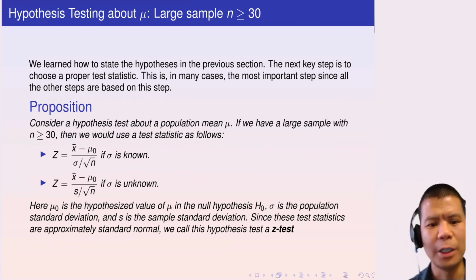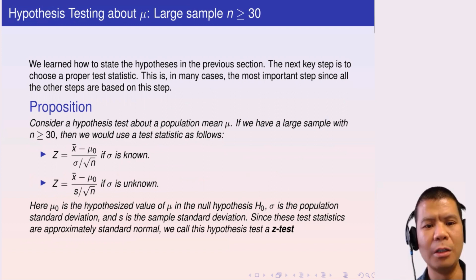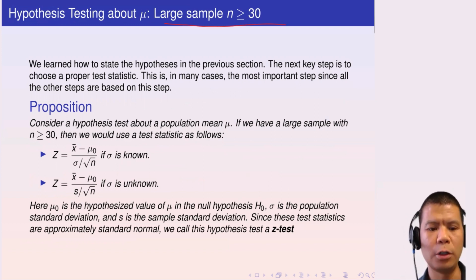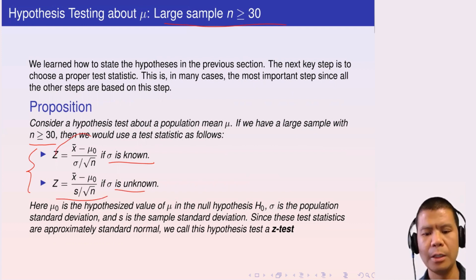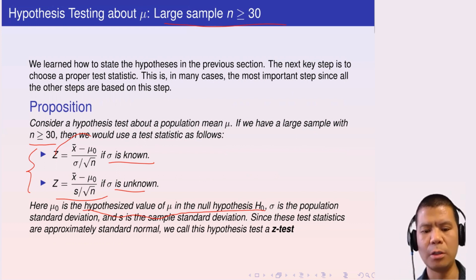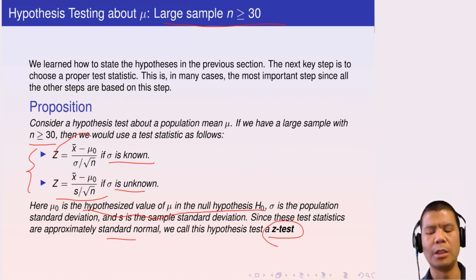Now we learned how to state the hypothesis, and the next key is to choose a proper test statistic. Here we are focusing on the larger samples. If we have a larger sample with n greater than or equal to 30, then these are the two options. If sigma is known, you use this one. If sigma is unknown, use this one. Mu0 is the hypothesized value of mu in the null. Sigma is the population standard deviation, S is the sample standard deviation, and the statistic approximates a standard normal. That's why it's called a z-test.